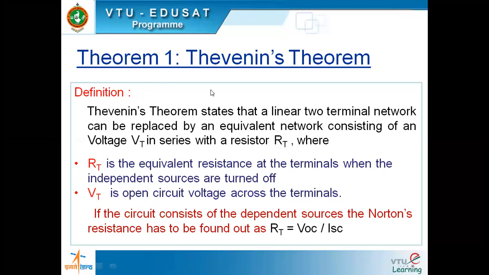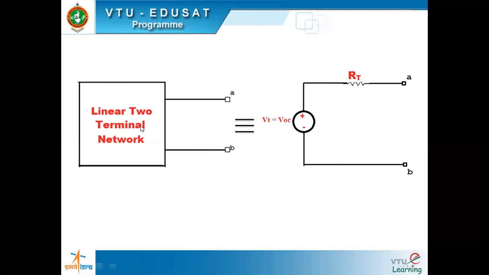Let's look at the definition of Thevenin's theorem. Thevenin's theorem states that a linear two-terminal network can be replaced by an equivalent network consisting of a voltage Vt in series with a resistor Rt. Any linear two-terminal network you take.